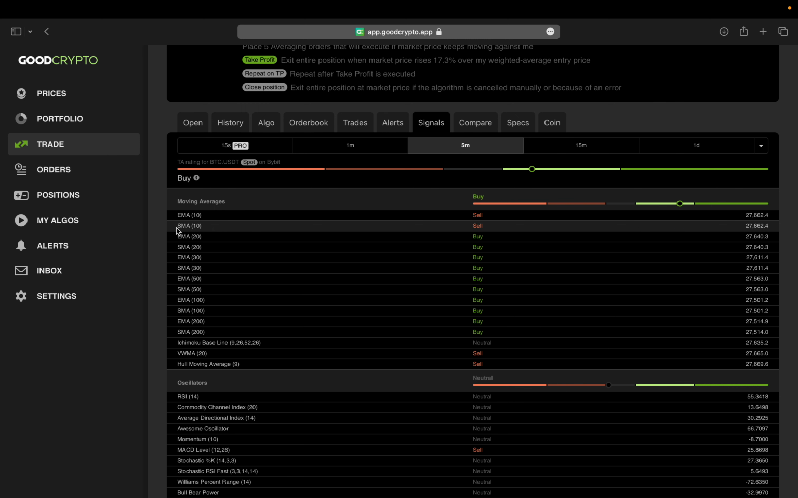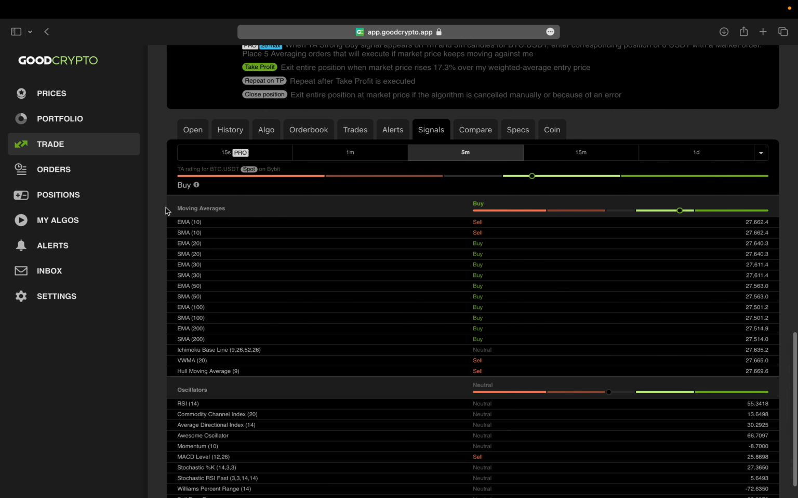So these are the signals that we're using at the moment. In the future, there will be many more. There will be custom indicators, any number of indicators and a combination of them that you can set for yourself.